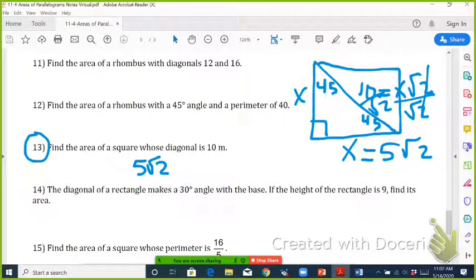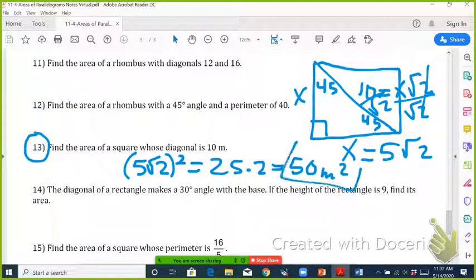So then we could just take that side length and square it, and we get 25 times 2, because 5 squared is 25, root 2 squared is 2. So we get 50 square meters for the area of that square.